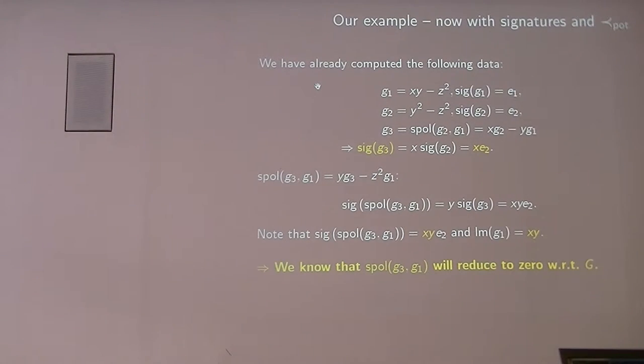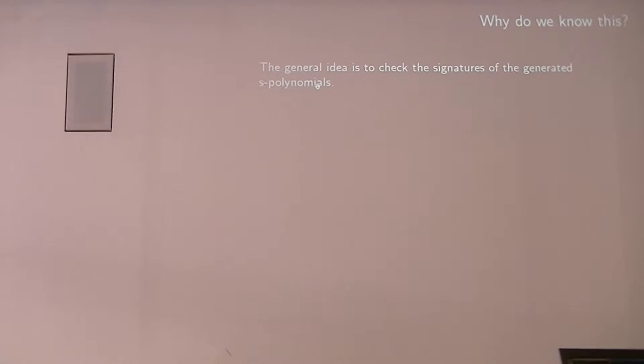So that's a bit of why we want to use this. What's now the general idea? The general idea is to check the signatures of these newly generated elements. And if the signature of such an S polynomial is not minimal for this S polynomial, we don't need to compute this S polynomial.